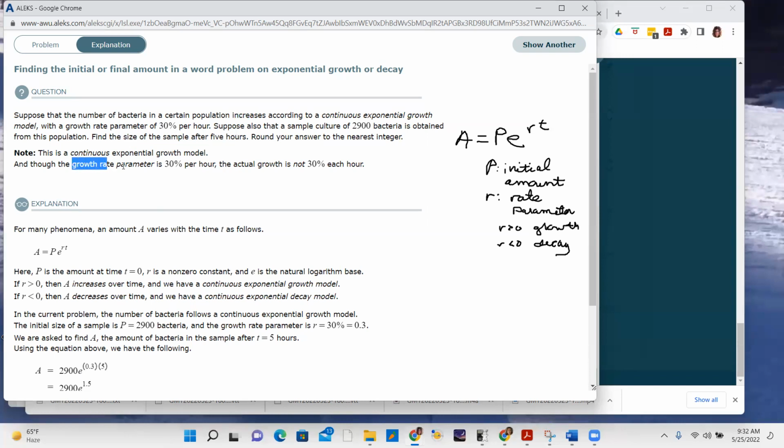And so again, R is the rate parameter. So the actual growth is not 30% each hour. It's close to that, but technically it's a growth rate parameter. So it's growing, we know R is positive, and R is 30%, which is 0.3, right?